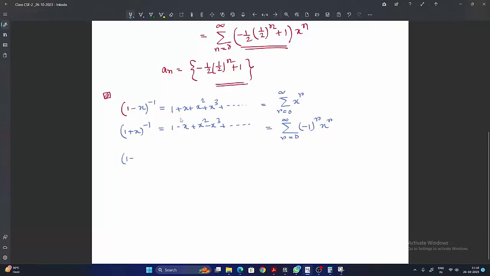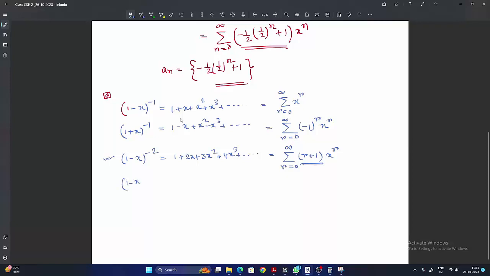If it is 1 minus x to the power minus 2, then it will be 1 plus 2x plus 3x square plus 4x cube plus and so on. So that means the sum over r equal to 0 to infinity, where the first term corresponding to 0 is 1. Here we will give r plus 1 into x to the power r. When r is 1, it will be 1 plus 1 is 2, then x to the power 1. When r is 2, it will be 2 plus 1 means 3, then x to the power 2. So corresponding to that generating function, the sequence is r plus 1.